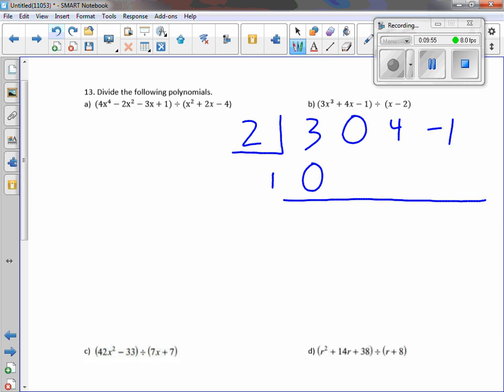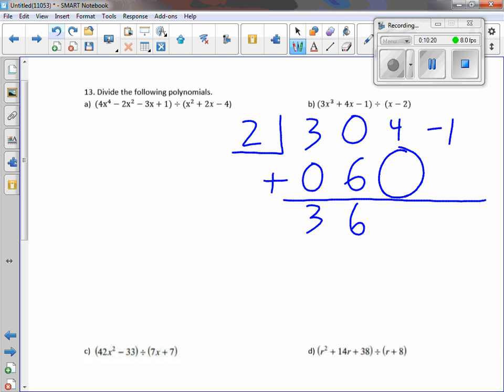What we're going to do is add these two rows. 3 plus 0, obviously 3. Now I have to figure out what goes under that 0. To figure that out, we multiply this 2 times what we have here, in this case 3. 2 times 3 is 6. 0 plus 6 is 6.